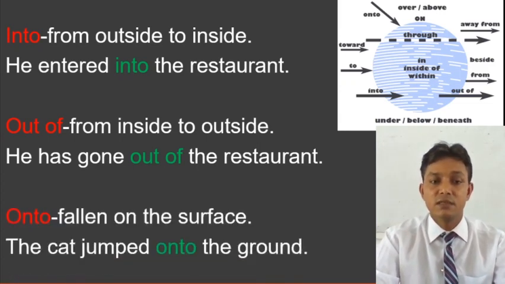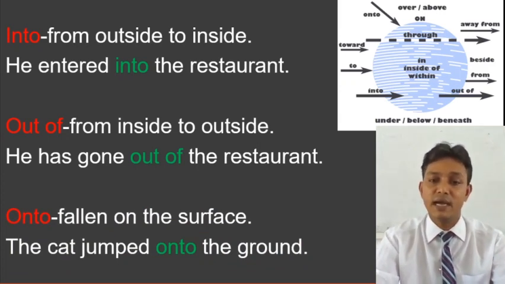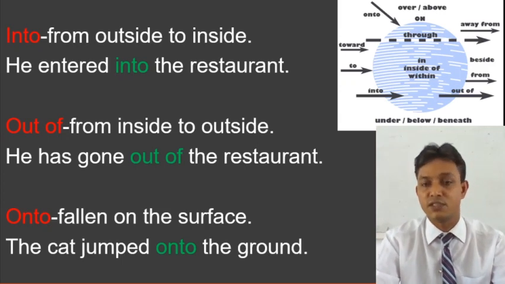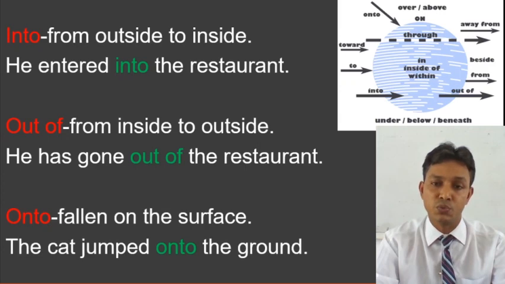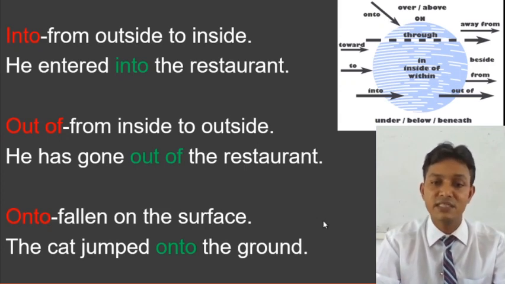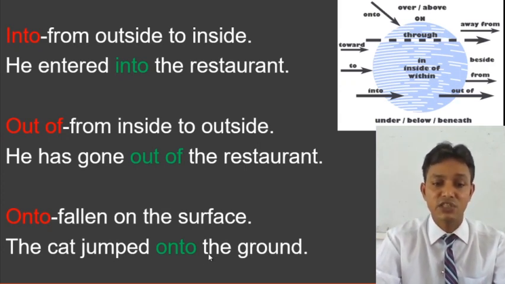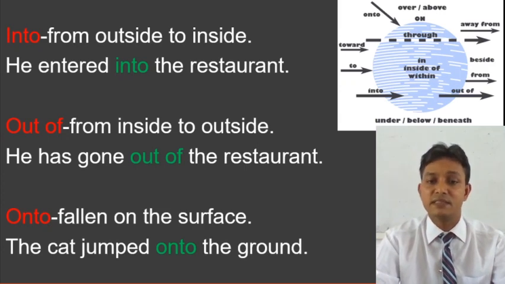The next preposition we are going to discuss is onto. If something has fallen and stays or remains on the surface of something, we use the preposition onto. If you focus on the diagram here, the arrow is shown that if something is falling down and it is on the surface. So after falling down, if something remains on the surface of something, the preposition will be onto. Like the cat jumped onto the ground. After jumping, the cat remains on the surface. But if the cat jumped into the river, in that case the preposition would be into the river instead of onto.